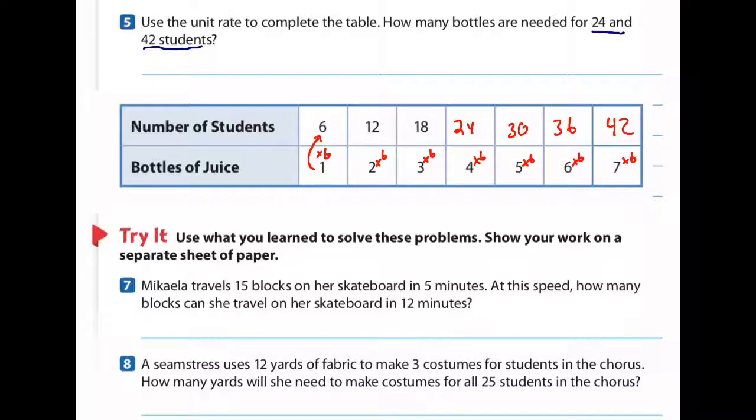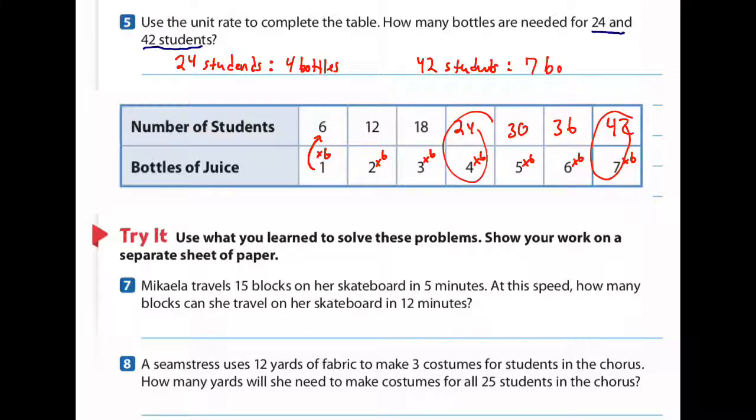Now let's answer the question for 5. How many bottles are needed for 24 and 42 students? So I'm going to say 24 students need 4 bottles, because it's just right here in the table. And for 42 students, 42 students need 7 bottles. Notice it didn't ask us to explain, so you don't have to explain that one. All right, so if you had those right, good. If not, pause and fix your mistakes. And let's go down to number 6.